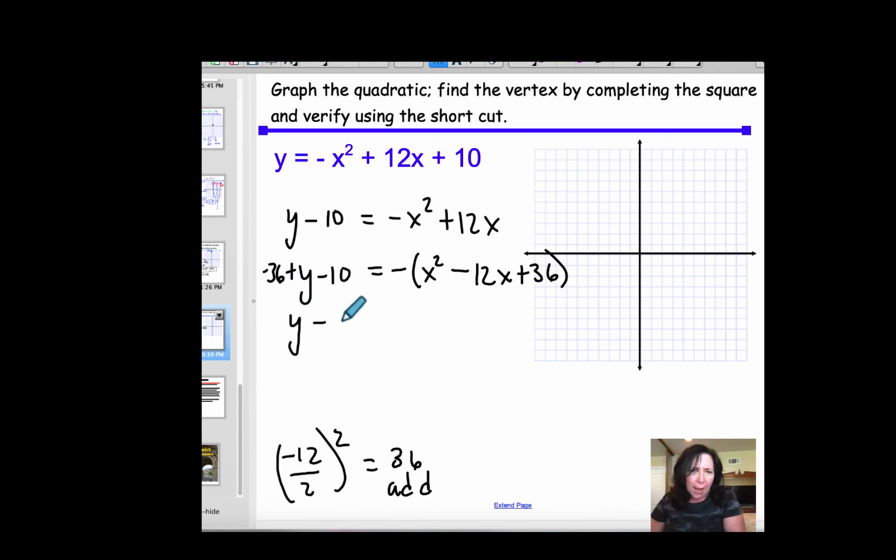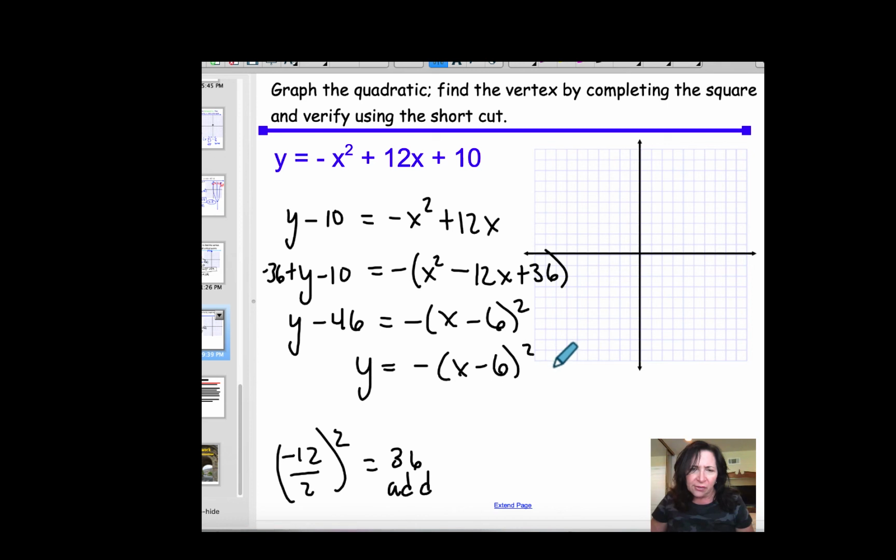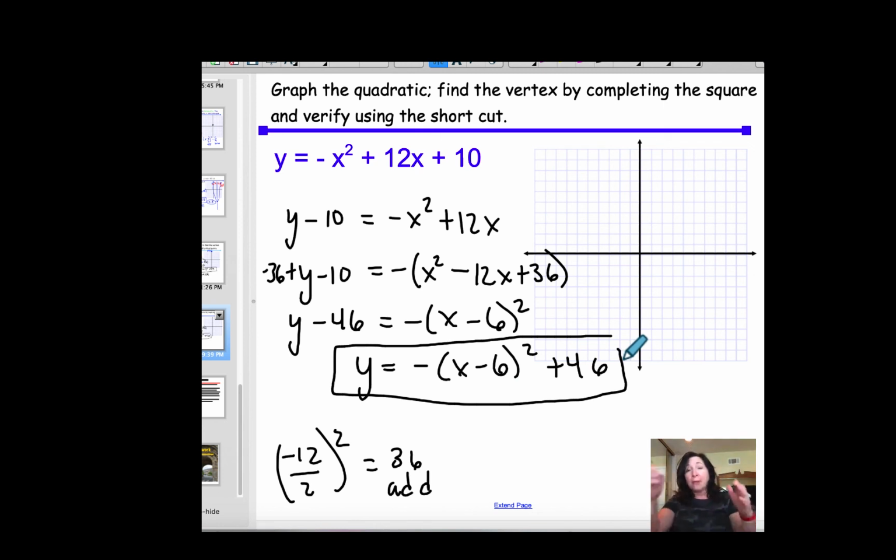So here we go, y minus 46 on the left, and then factor this: x minus 6, which is x minus 6 quantity squared. Putting this in vertex form is y equals negative x minus 6 quantity squared, and then add 46, so that for sure my parabola is going upside down, because it is negative.